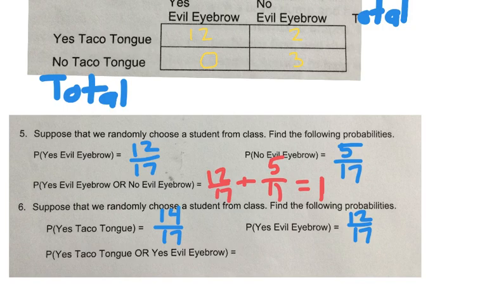You guys might have to help me make it look like y'all's. What was this circle? Yes, taco tongue. This one was 12. This is 0. So this one was yes, evil eyebrow. Yeah, 0. Right, that one was 0. And then we had 3 out here. Correct.